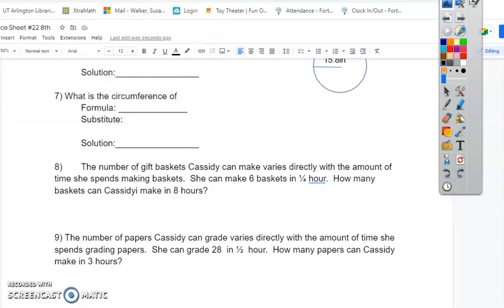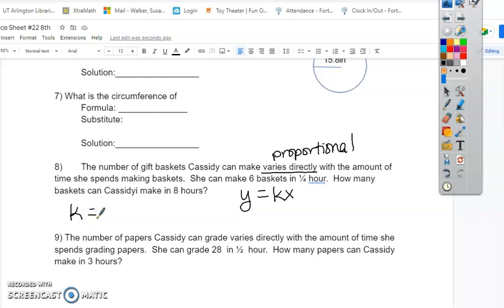It says the number of gift baskets Cassidy can make varies directly. Remember, varies directly means it is proportional. By the way, these come from a star. So proportional means, remember, y equals kx, or you can just set up a proportion. It doesn't matter. Okay? But first I have to find k.